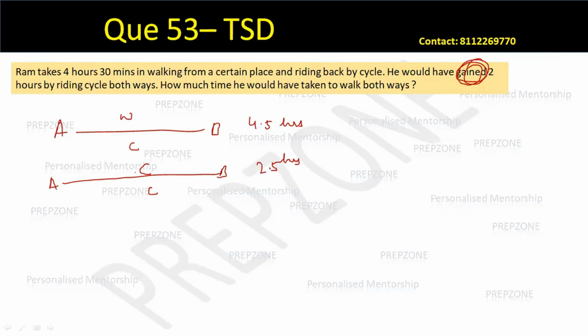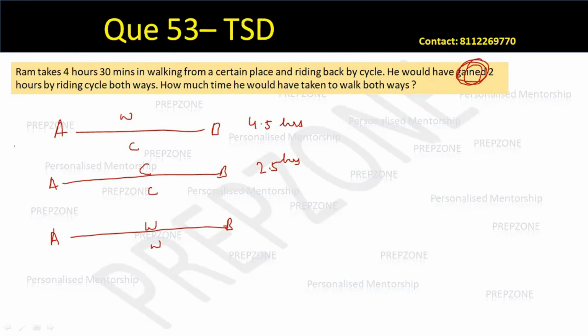और ये common sense भी था कि अगर साइकिल चलाएगा दोनों साइड तो जल्दी पहुंचेगा. 2.5 hours, right? और अभी क्वेश्चन में क्या पूछा है? If what, how much time will it take if he is walking both the ways? ठीक है.